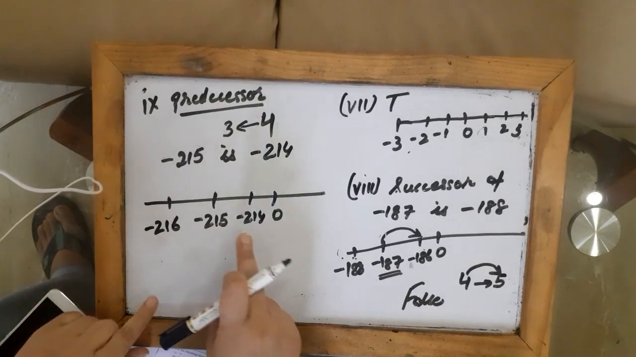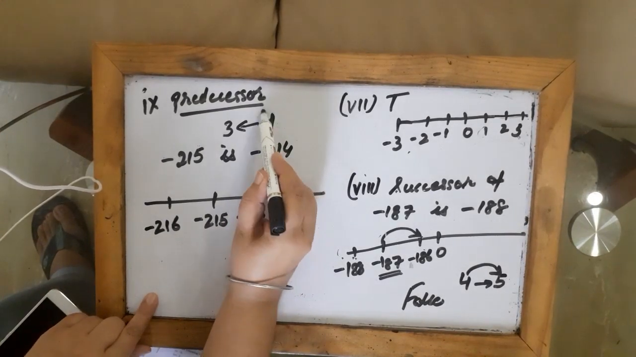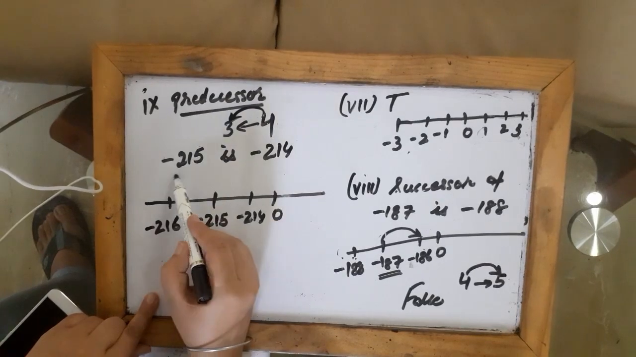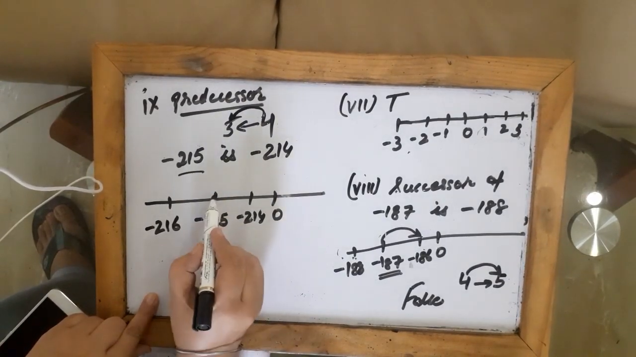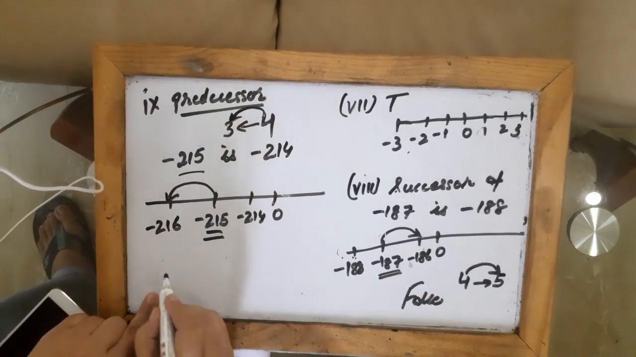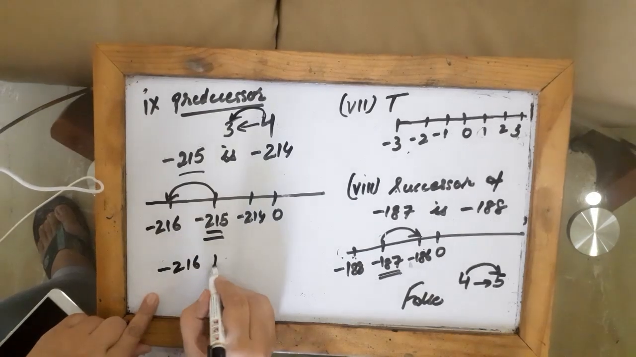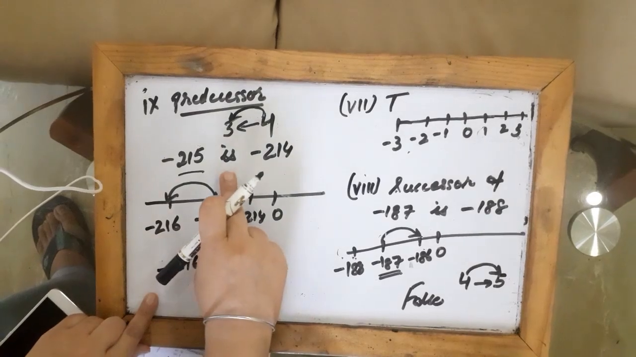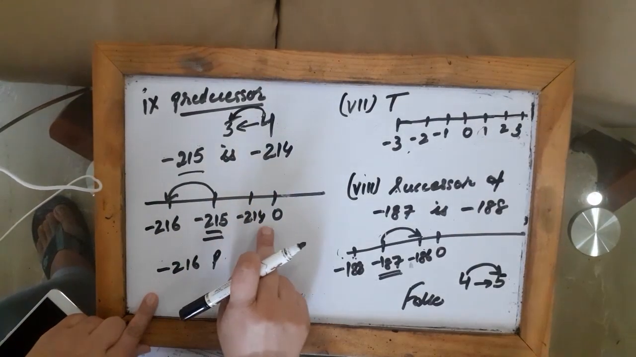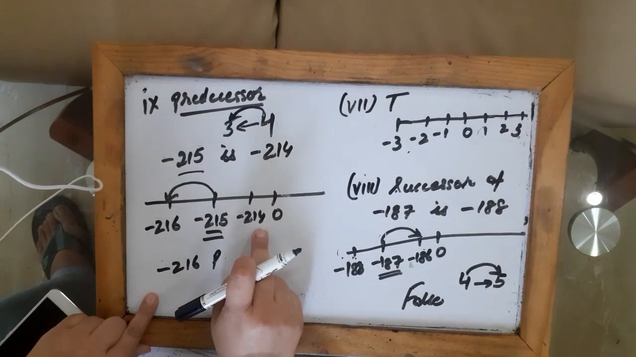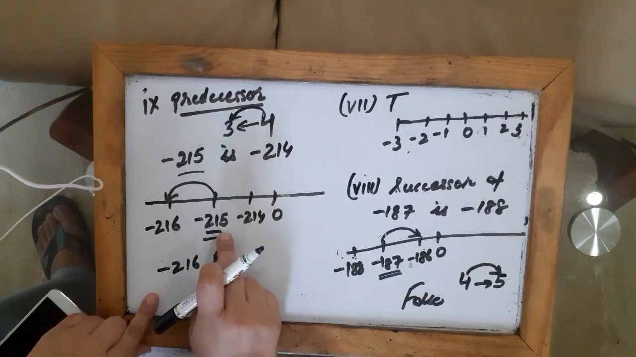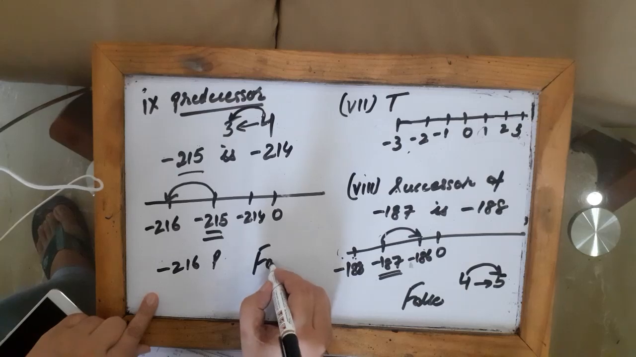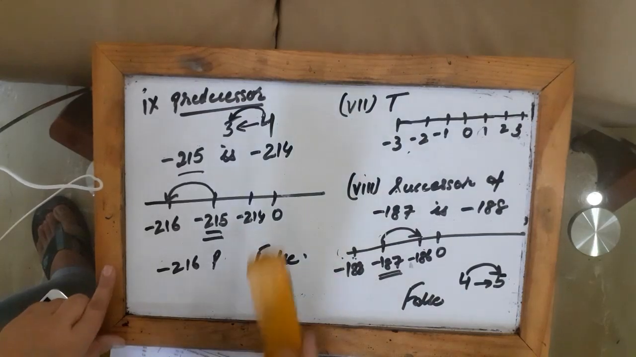Now to find the predecessor, as I gave you the example of 4, I have to move to the left. So minus 215 is here, the predecessor of this is minus 216. Predecessor of minus 215 is minus 216, but they are saying it is minus 214, but minus 214 is the successor of minus 215, not the predecessor. So this statement also is false.